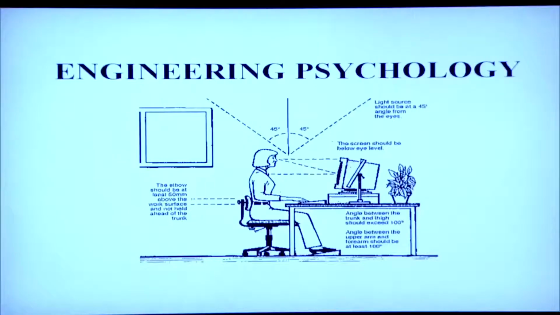For example, while making a computer, it has to be kept in mind how it should be designed. For example, in this picture, what is the distance between the screen of the computer and the person sitting? It also affects the behavior of an individual.